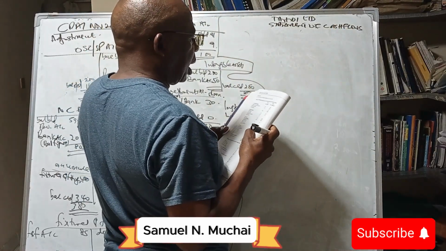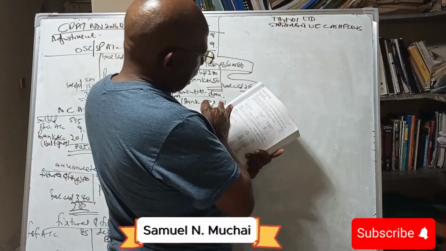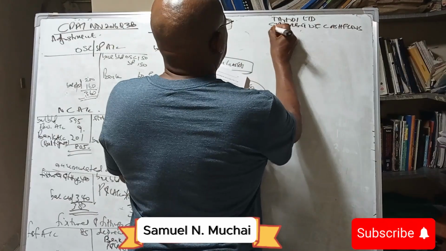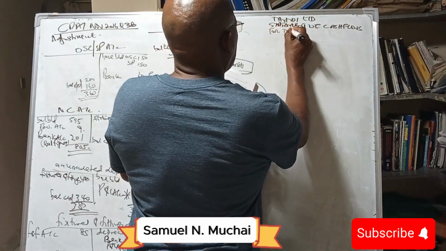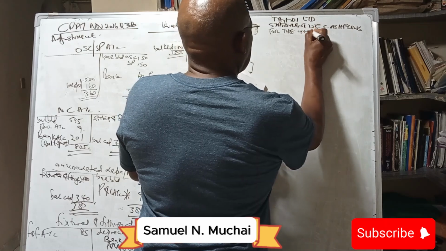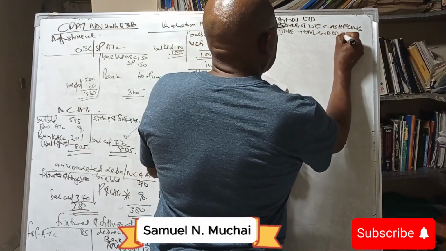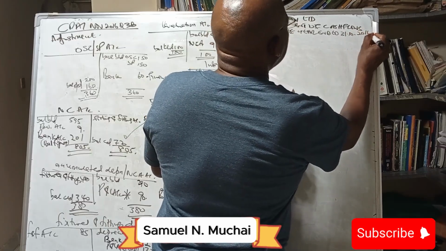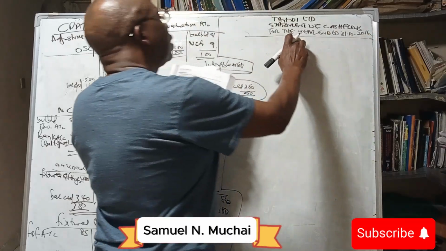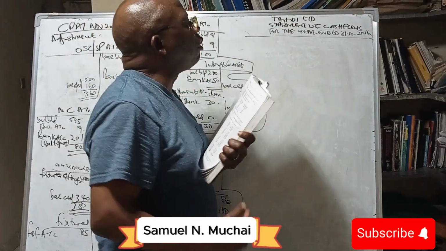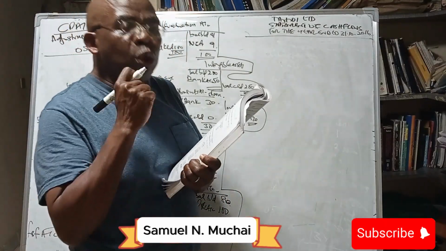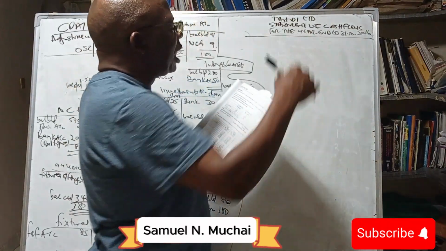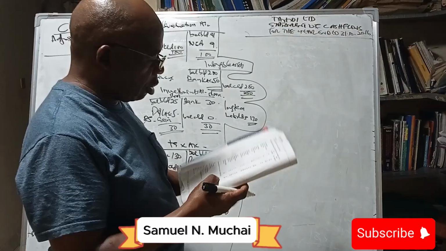We are getting it for the year ended 31st of October 2016. At times, some students do not even know whether to say as at 31st of October or for the year ended 31st of October. Look at the question. The question will tell you whether it is as at or for the year ended.